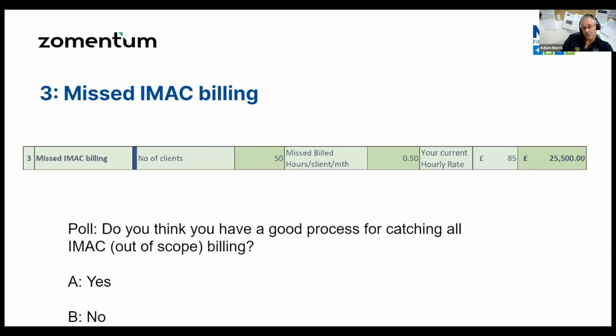And so in this scenario, we've got 50 clients. If we assume we're missing, say, half an hour a month for each client, we have an hourly rate of £85.